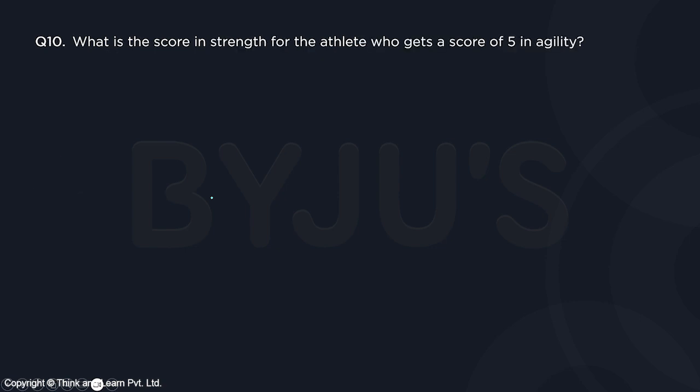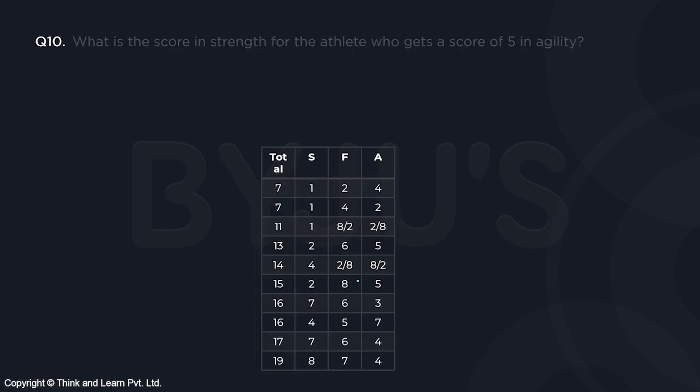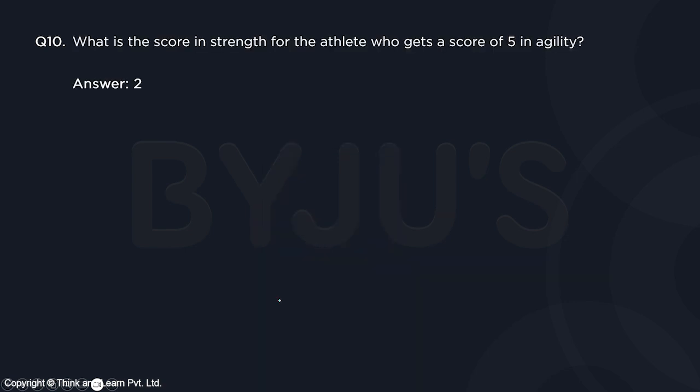And finally, what is the score in strength for the athlete who gets a score of 5 in agility? The person who got a score of 5 in agility, what is the score in strength? In any of the cases, the score in strength is always 2, as you can see. So the answer is 2 for this question. We do not know the person, but definitely in strength this person has scored 2. So that's the answer for question number 10.